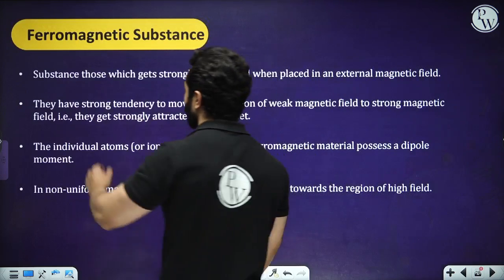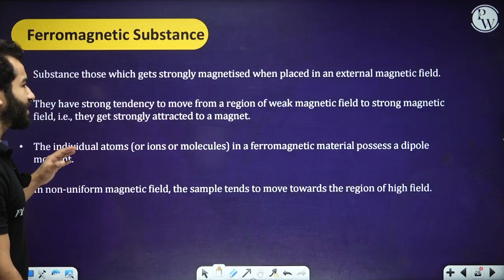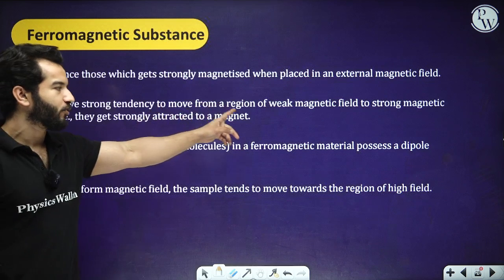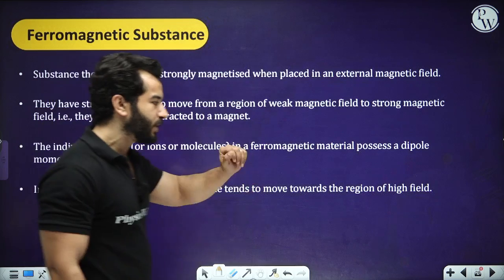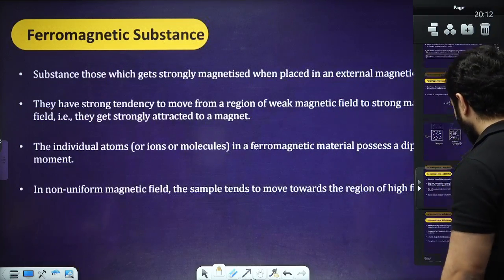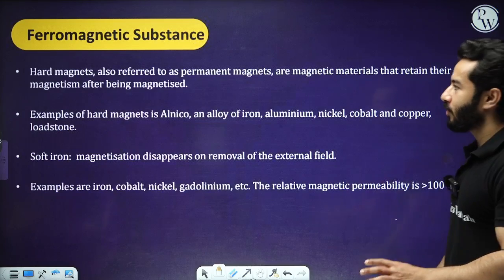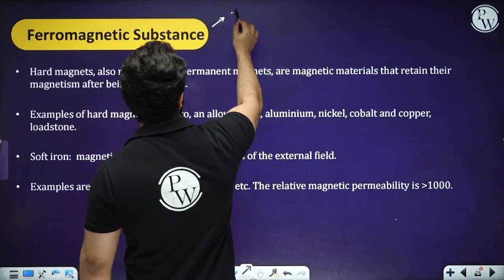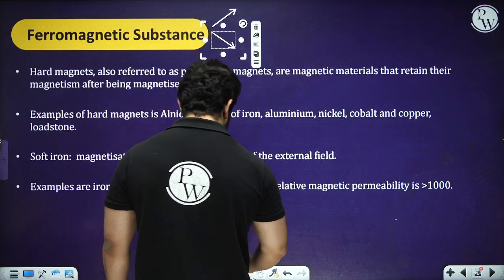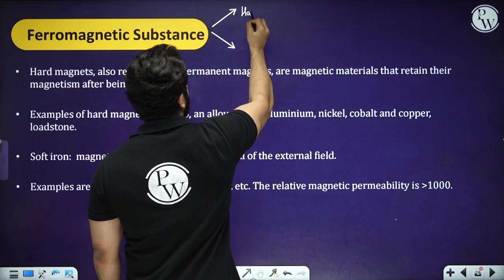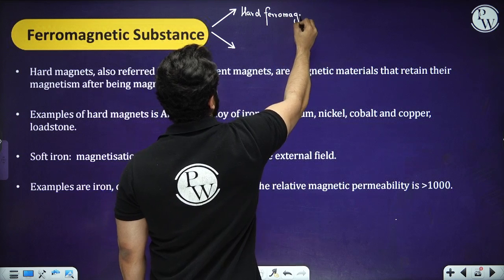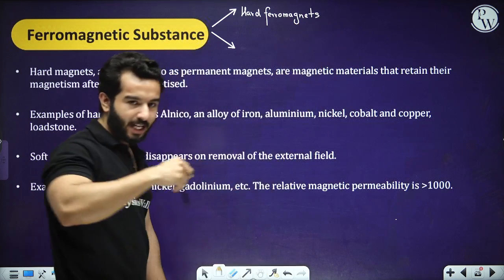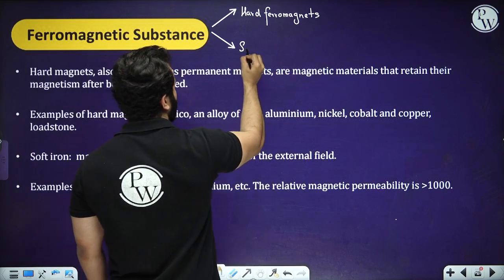So ferromagnetic substances are those which get strongly magnetized when placed in an external magnetic field. They have a strong tendency to move from weak to strong region. Individual atoms possess a dipole moment. In a non-uniform magnetic field, the sample tends to move to the strong region of the magnetic field. Everything is similar. Now in ferromagnetic materials also we have got two types of different materials. We have got hard ferromagnets, from which we can make permanent magnets, and the other ones are called soft ferromagnets.